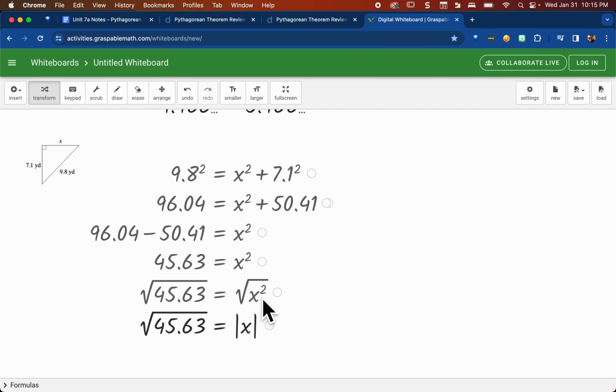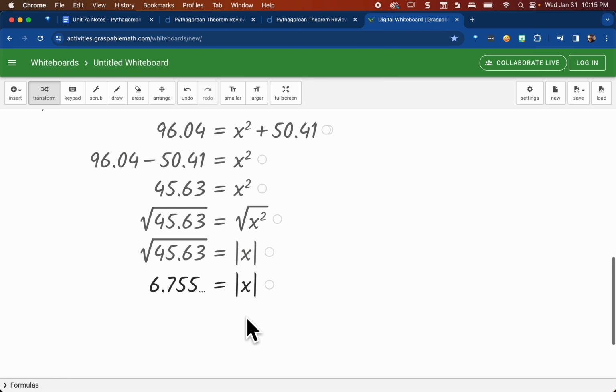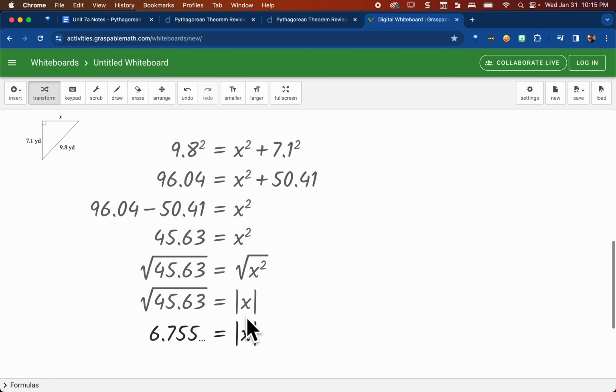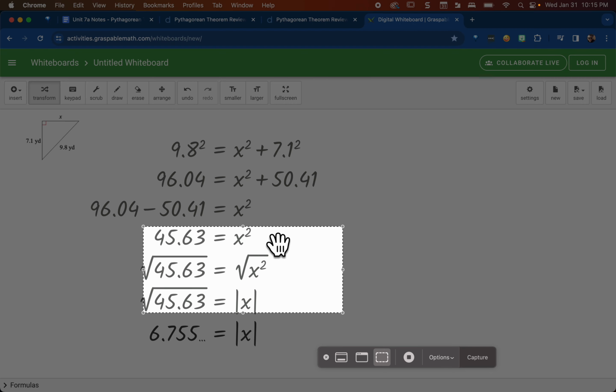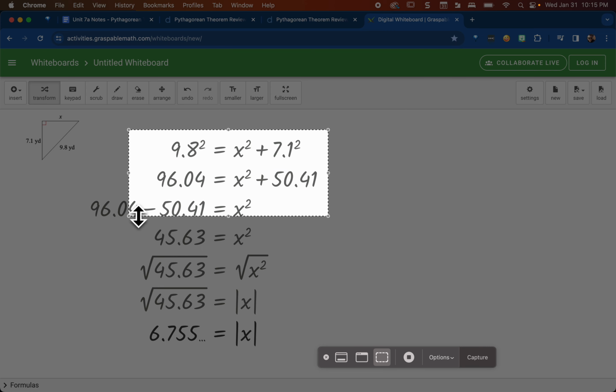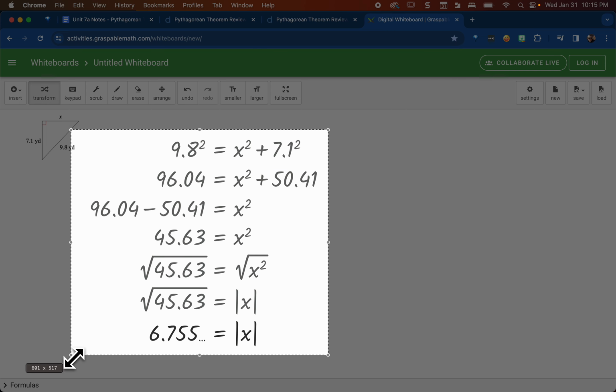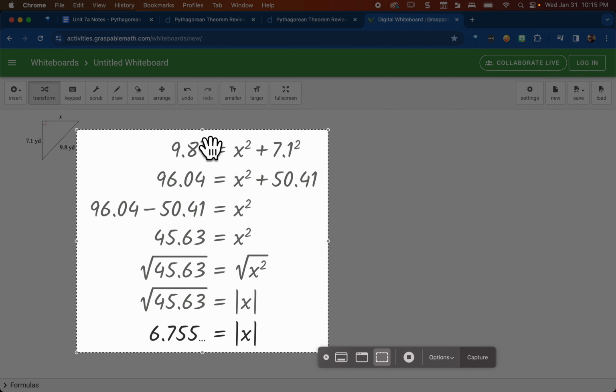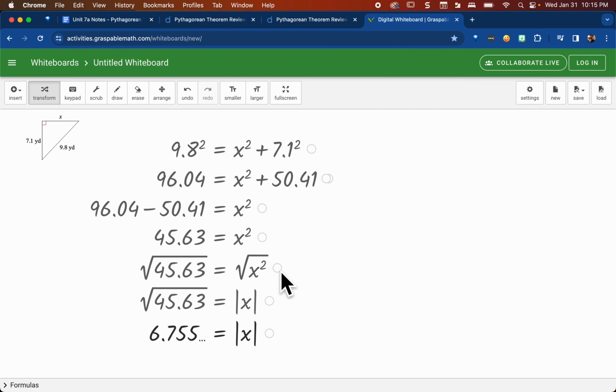Square root of squared becomes X. Square root of 45.63 becomes 6.55. So there's my work. I solved for X. And it all came from this Pythagorean theorem equation.